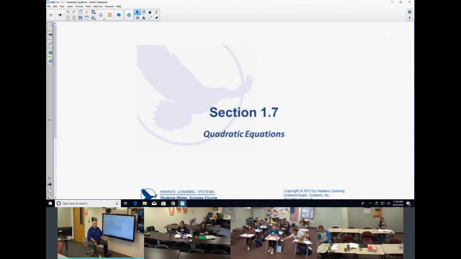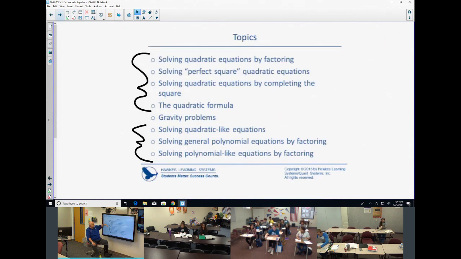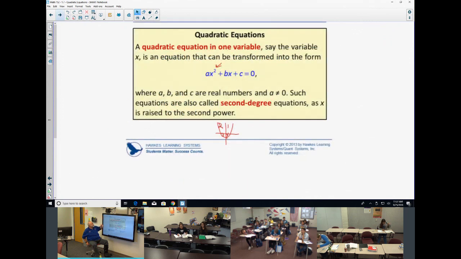1.7, quadratic equations. Okay. So first we're going to talk about the different ways of solving quadratic equations. Pretty much this part of the lesson I know is just going to be review for you. But when we get into quadratic-like equations and polynomial-like equations, you might not have done that part. And so the last part of this lesson might be new. But the first part, we're going to just talk about quadratic equations.